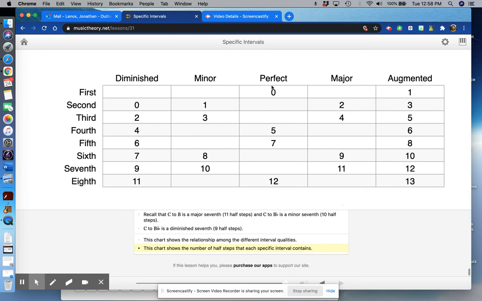This will come in handy when we start diving into these other things. But honestly, if you just memorize these two columns right here in this order, then all the rest of these will make sense, because you can always go from this and then just subtract or add, for your minors, and then when we talk about augmenteds and diminished later on.